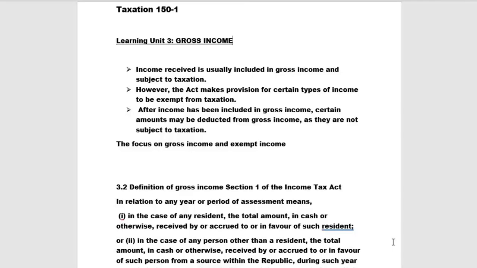After that income has been included in the gross income, certain amounts may be deducted from the gross income as they are not subject to taxation. That's basically your exempt income. But today we're going to be focusing on the gross income along with your exempt incomes.